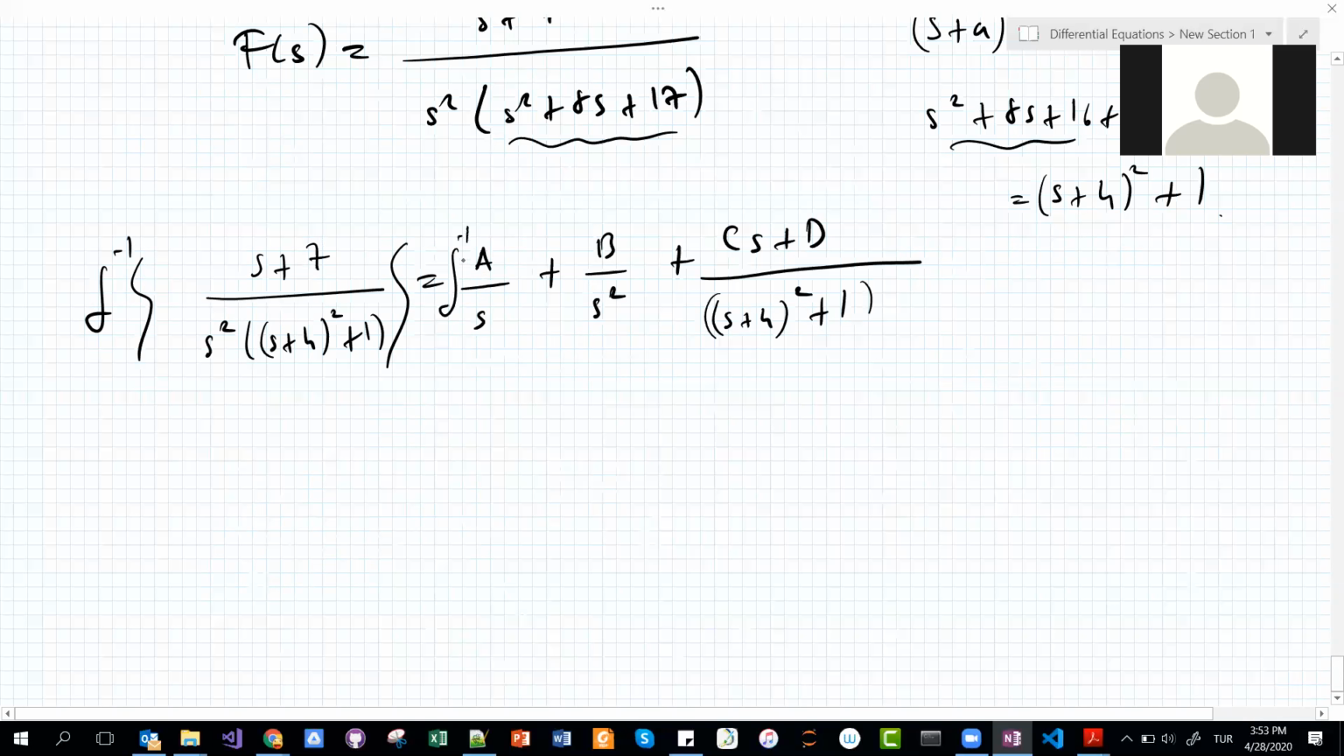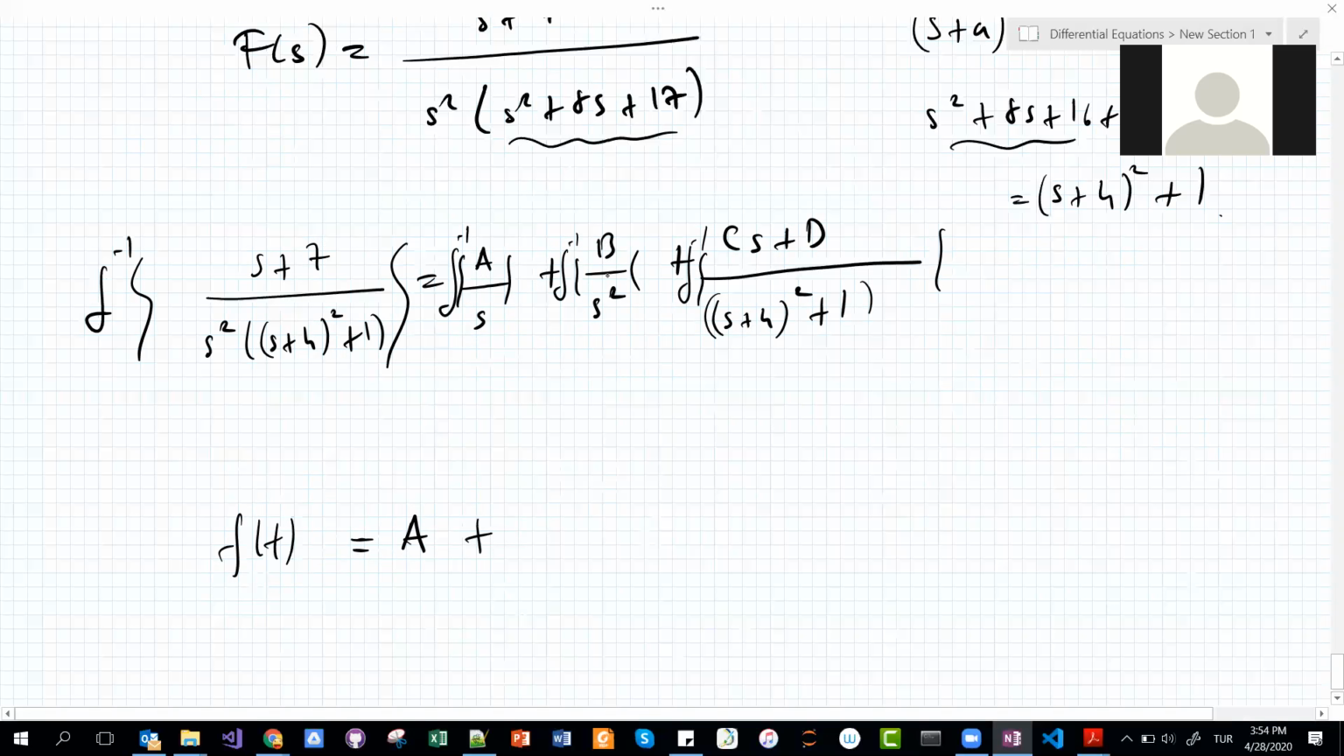Inverse of this term, look at that. Inverse of this term, and then inverse of this term. I'm just going to show you the shortest way, skipping finding the coefficients. A over S is just A if you use the table. By the way, you can use your Laplace table in the final exam. A over S is just A, the inverse of it. So my f of t here is A.